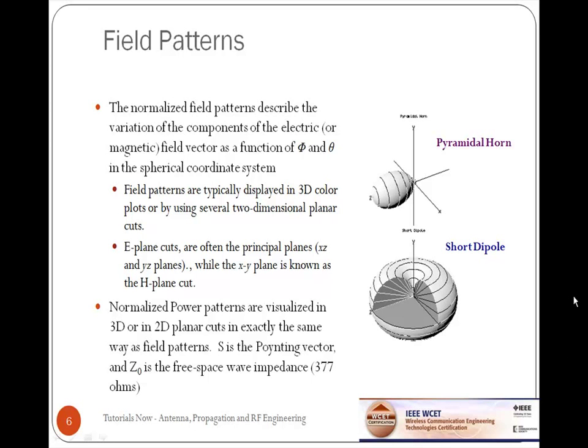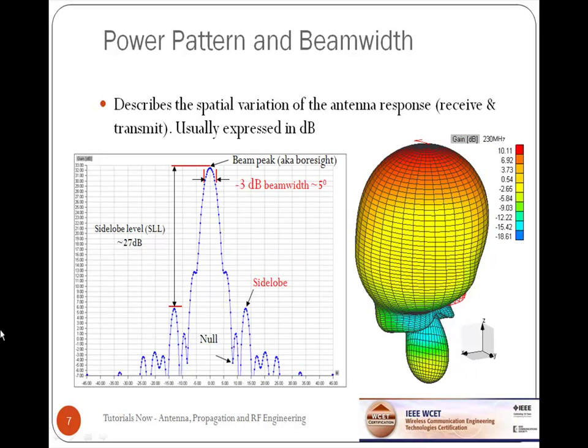The power patterns are usually normalized, and they're visualized also in 3D or in 2D planar cuts in pretty much exactly the same way as the field patterns. The power pattern and beam width of an antenna basically describe the spatial variation of the antenna response, whether it's a receive or transmit antenna, and usually it's expressed in dB.